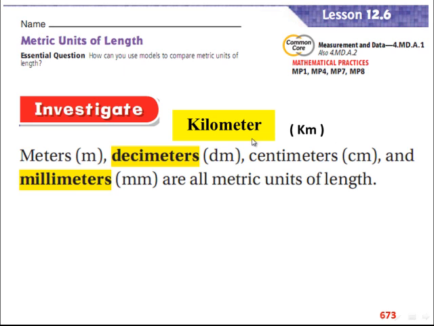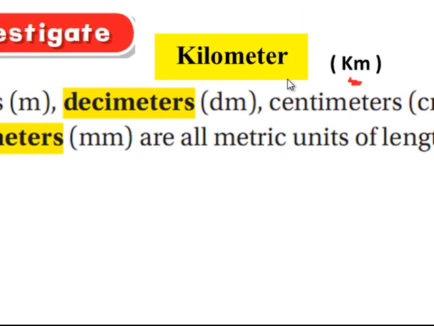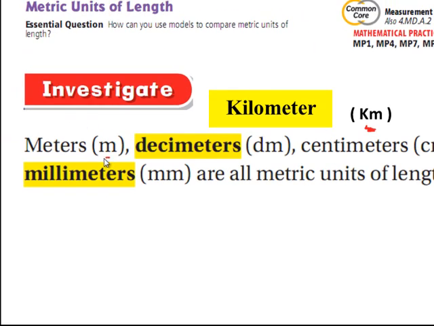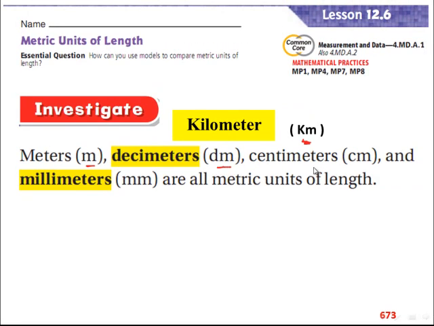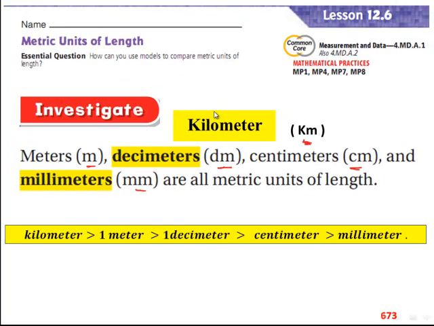Kilometers. As you see, the first letter is K. Meters, the first letter is M. So, I'm gonna put an abbreviation for every one. The abbreviation for kilometer, KM. The abbreviation of meters, M. The abbreviation of decimeters, DM. Centimeters, CM. Millimeters, MM.